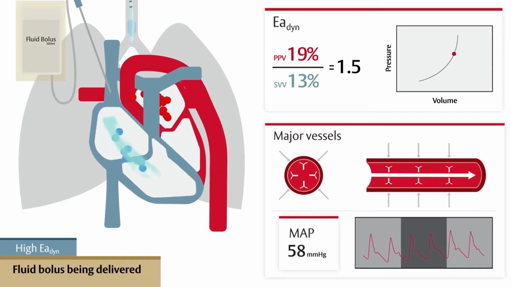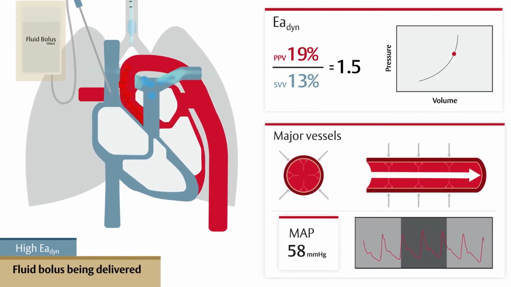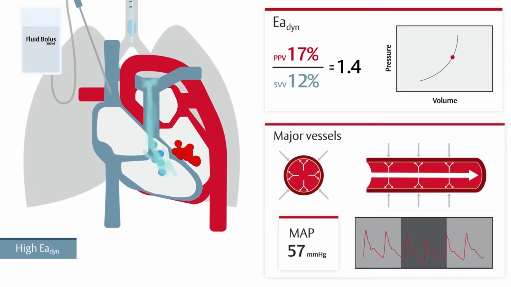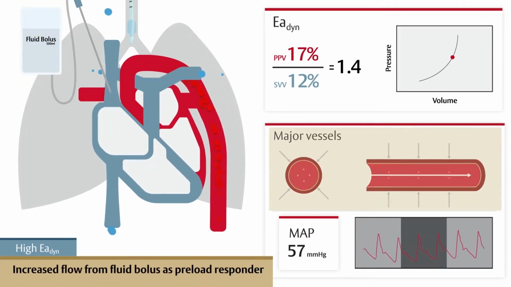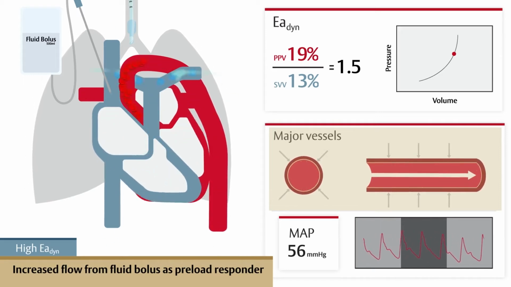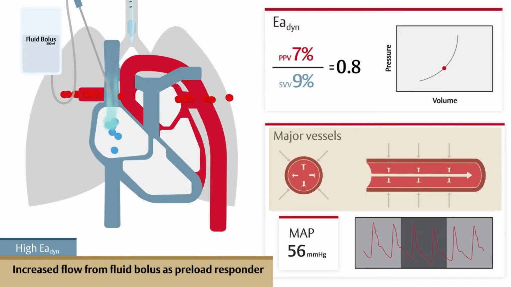A fluid bolus of 500 ml of lactated Ringer solution is set up and delivered to the patient. The patient is seen to be a preload responder, as the fluid bolus results in an increased stroke volume and hence flow. This in turn increases cardiac output.